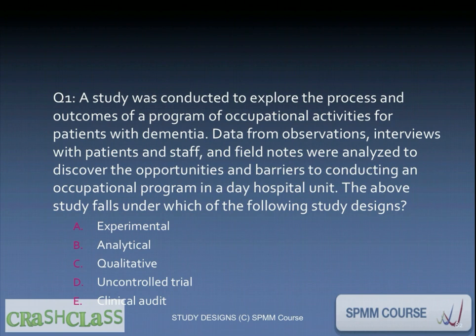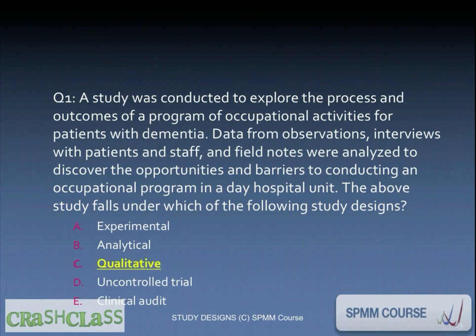So let's see some questions on qualitative research. Question 1. A study was conducted to explore the process and outcomes of a program of occupational activities for patients with dementia. Data from observations, interviews with patients and staff, and field notes were analyzed to discover the opportunities and barriers to conduct an occupational program in a day hospital unit. The above study falls under which of the following study designs? Experimental, analytical, qualitative, uncontrolled trial, clinical audit.